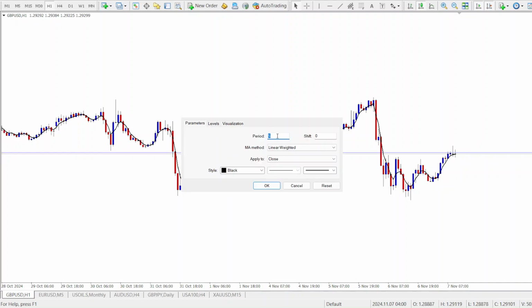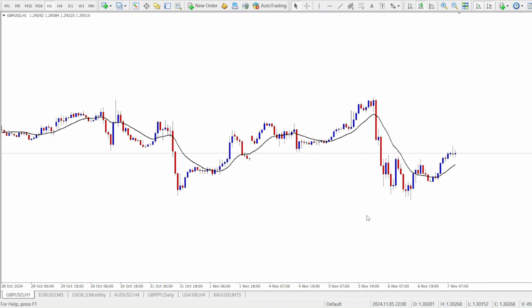Okay, so as we can see, let me just increase the period back. All right, so whether you are a scalper or an intraday trader or a swing trader, you can effectively use the LWMA to get signals quickly. It doesn't really lag as much as some other indicators, so you might enter your trades on time and exit your trades on time.